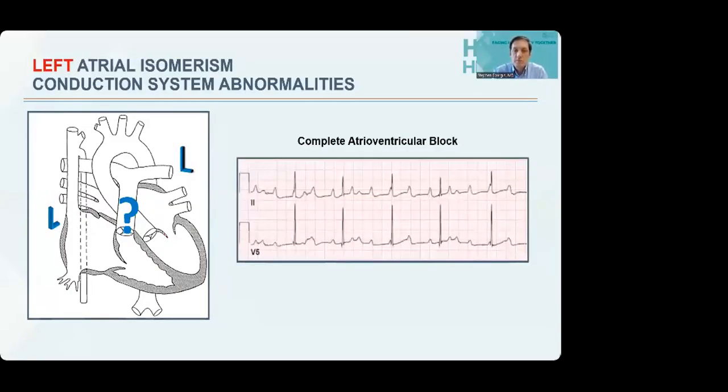And finally, because patients with left atrial isomerism can have abnormalities in the structure of the AV node, they are at high risk for the development of complete heart block. On the EKG on the right, you can see complete dissociation of P waves representing atrial contraction and QRS complexes representing ventricular contraction. High-grade AV block can present in utero or later on in life. And actually, in one study, a third of fetuses with left atrial isomerism had complete heart block in utero, and it was the leading cause of mortality prenatally. So many of these patients will go on to require pacemakers.